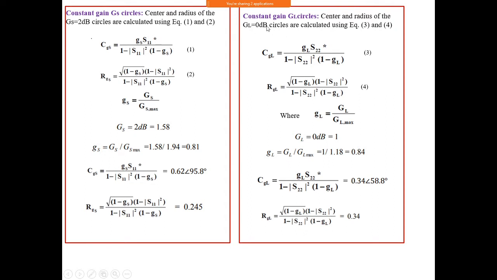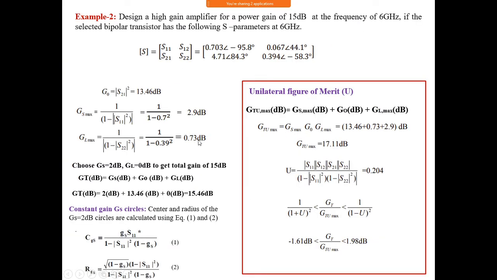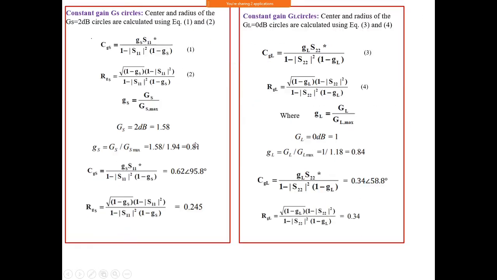So here we need 0 dB. Using these two equations, you should calculate the center and radius. So here again GL we need. GL means GL equal to GL by GL maximum. GL should be put in a ratio. Okay, GL needed is 0 dB, but if you take the anti-log of this, you will be getting 1. Similarly, GL maximum is 0.73 dB. If you convert this into a ratio, we will be getting 1.18.